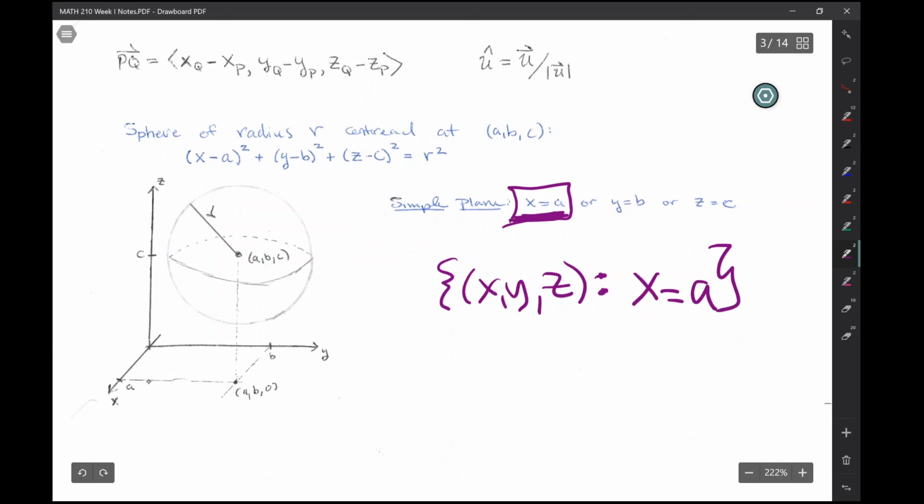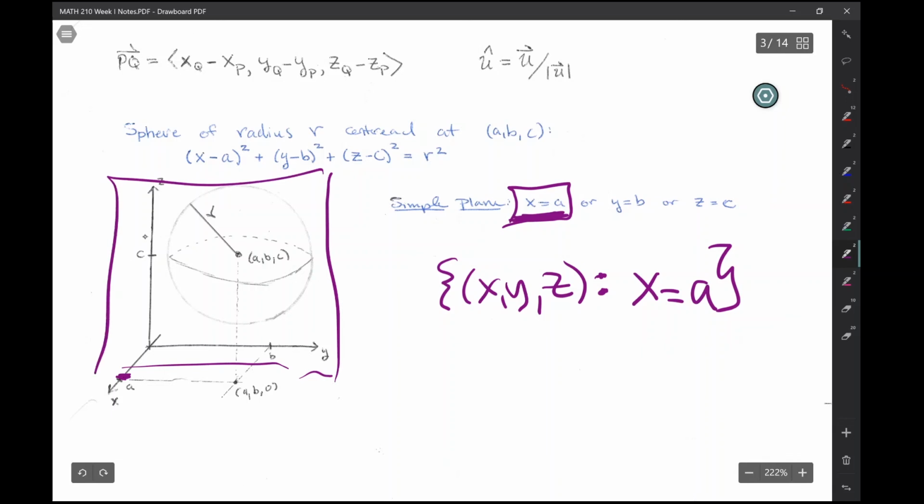Okay? And here we have a. And so what does it mean to be a point x, y, z such that x equals a? Well, you don't put any restrictions on y and z. Y and z could be whatever they want. No problem. But x better be a. So that means you're taking this slice up here. It's kind of difficult to draw in 3 dimensions. You could do something else.